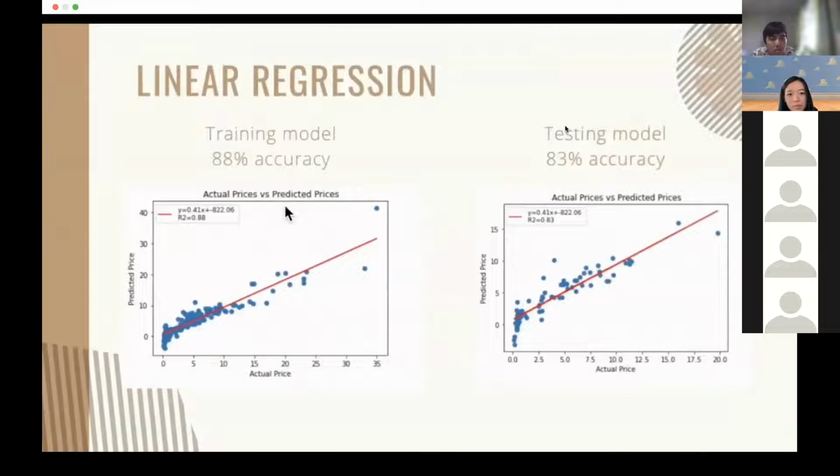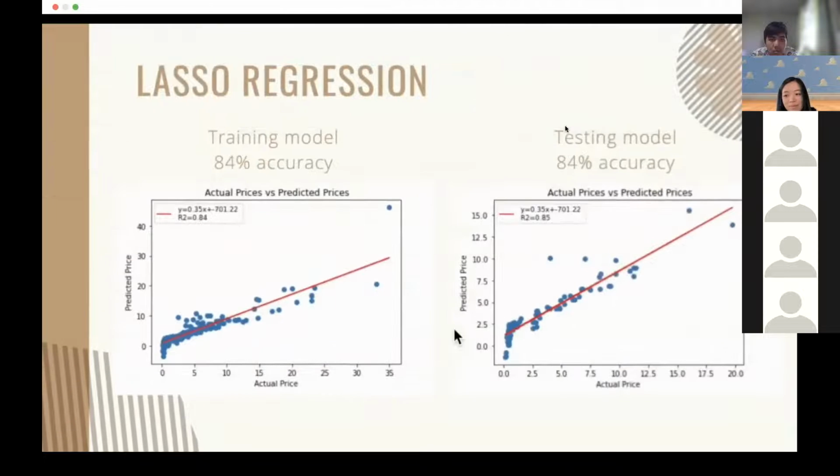Here's the result of the linear regression. The accuracy of the training model is around 88%, and the testing model is 83%. Moreover, I found that there is a method called lasso regression, which is interesting too, so I decided to try it, and the result came out that the accuracy of the testing model is a bit higher than the linear regression.